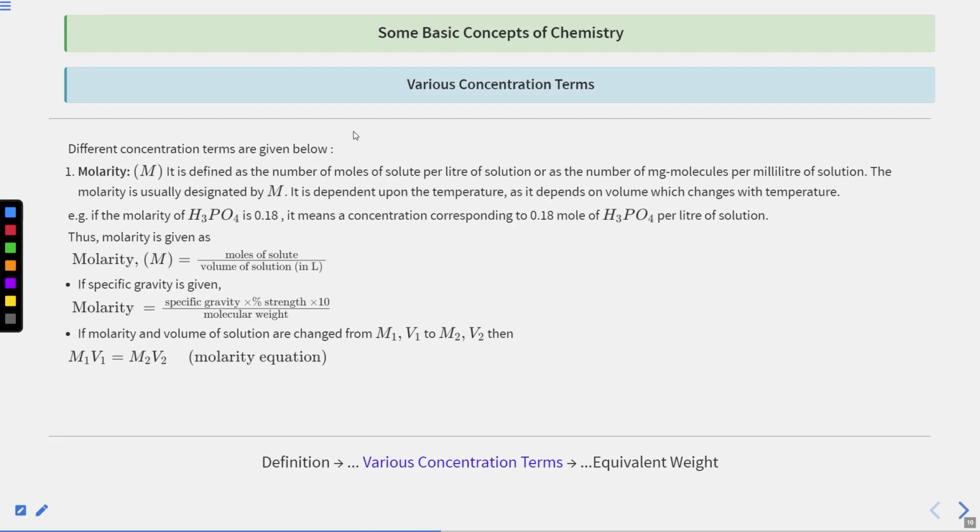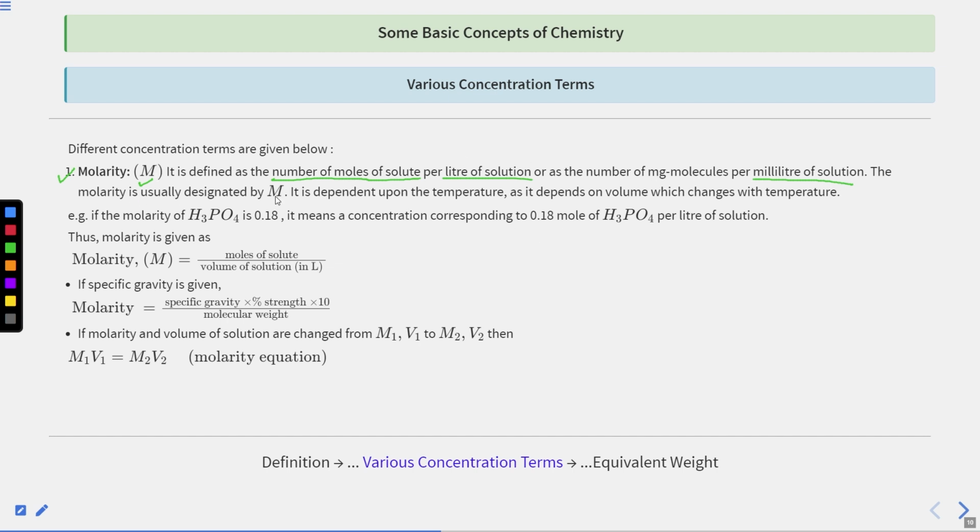Moving on, we will now study some various concentration terms. Different concentration terms are given below. First one is molarity, represented by capital M. It is defined as the number of moles of solute per liter of solution, or as the number of millimoles per milliliter of solution. So units will be changed in both, the numerator and denominator.